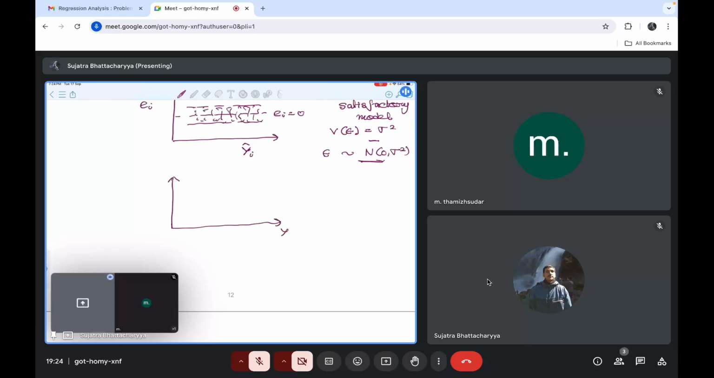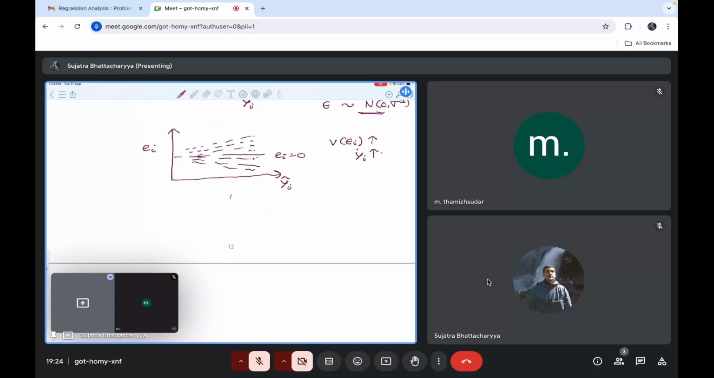We have seen it also, but still let me show it. When it is not true, this is ei equal to 0. Sometimes it happens that the model is like this, so all the observations are growing like this. In this case, this is an unsatisfactory model. You can see that the variation of epsilon i increases as yi increases. Okay, so this is yi hat on this.